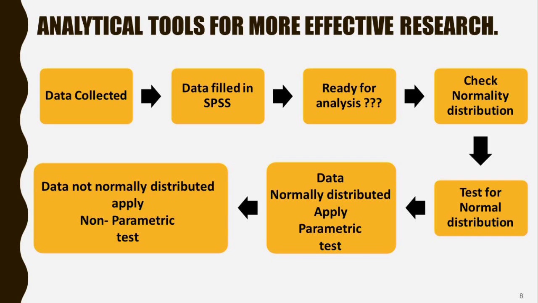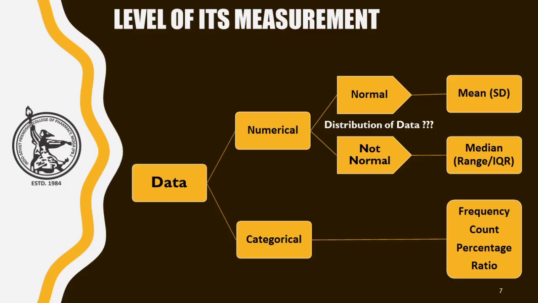So first of all, it will let you know which test you have to apply for your research. Second, it will help you know whether you are ready for the analysis or not. And third, it will help you find out which measurement of central tendency you are going to apply for your data, either mean or median. So you are going to use mean for normal data and median for not normal data. So how do you find out whether your data is normal or not?